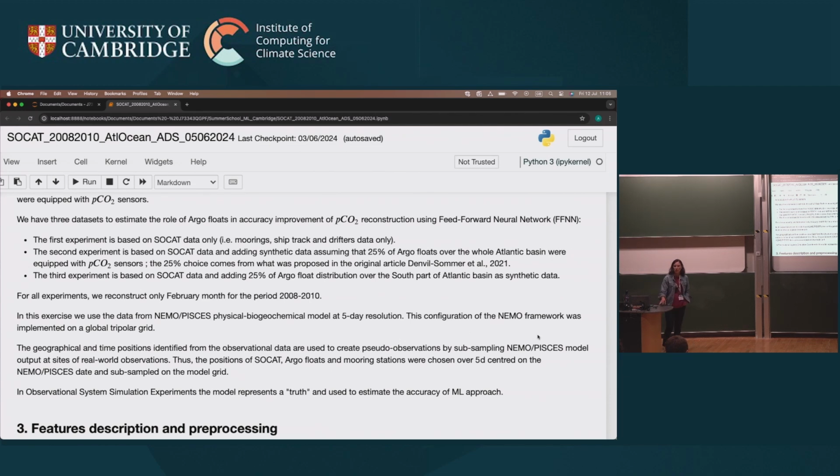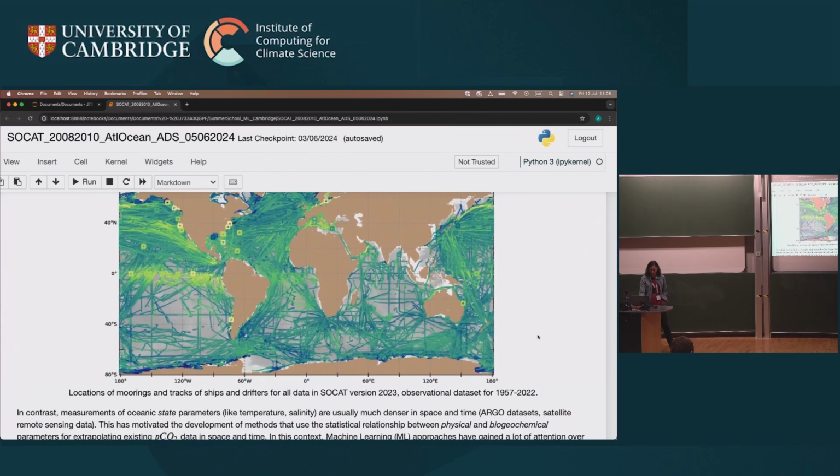The second experiment will be SOCAT data plus the distribution of Argo profilers, but only 25% of the originally proposed Argo distribution, which I repeat is 3 by 3 degrees. So we use here only 25% of it. And the third experiment will be, again, SOCAT data and 25% of the original synthetic Argo distribution, but only in the Southern Ocean, because it will be quite interesting to see the influence of this additional data just in the Southern Hemisphere.